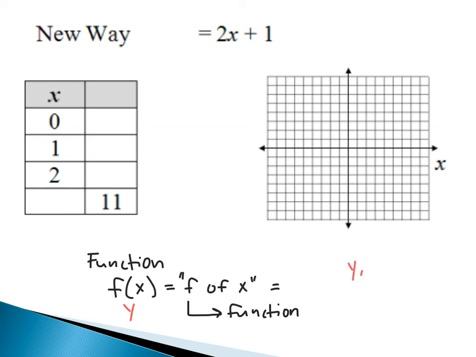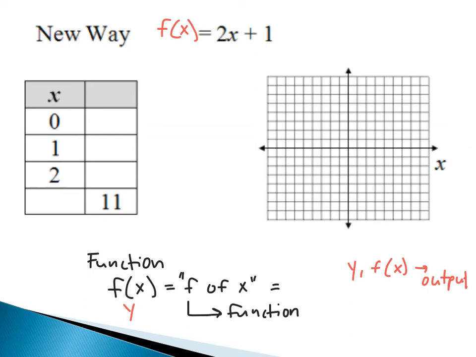Y and f of x both represent what's called the output. Okay, so instead of y, we're simply going to replace this, ran out of space there, I'm sorry. We're simply going to replace this with f of x. So if you look at our equation, for example, we are no longer going to write y equals 2x plus 1, but we're going to say f of x equals 2x plus 1.